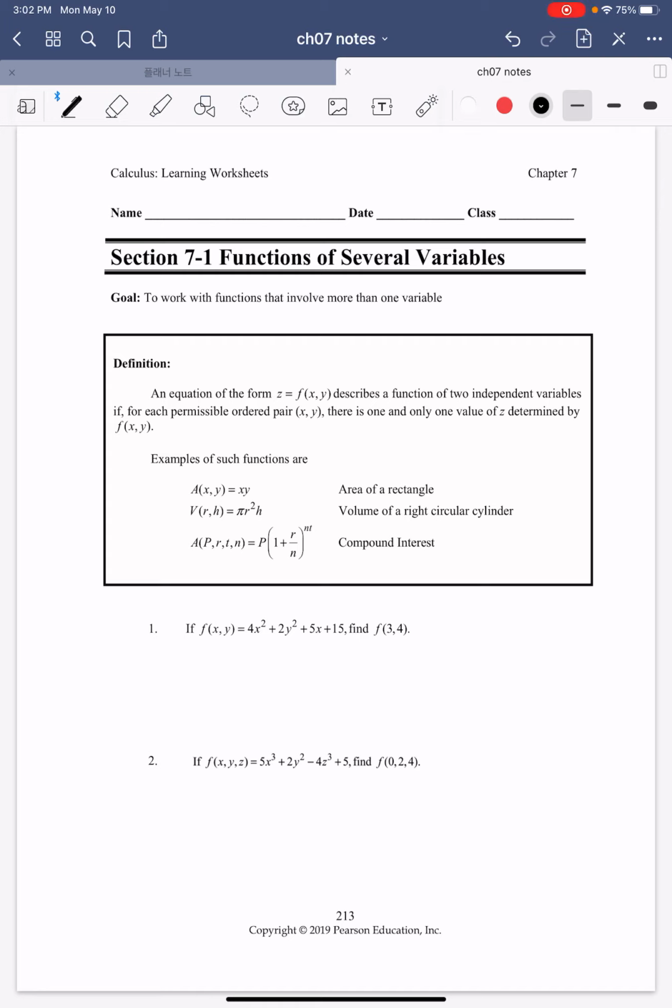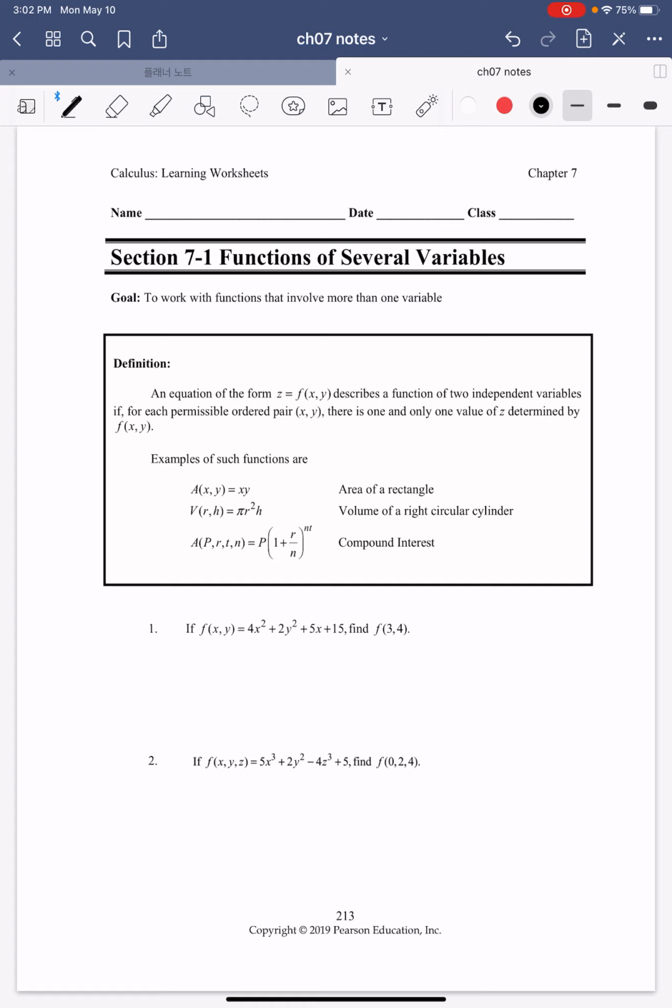In this video, we are going to go over section 7.1, functions of several variables. The goal of this section is to work with functions and get familiar with an equation involving more than one variable. Sometimes we have an equation where we have multiple variables instead of just the x.